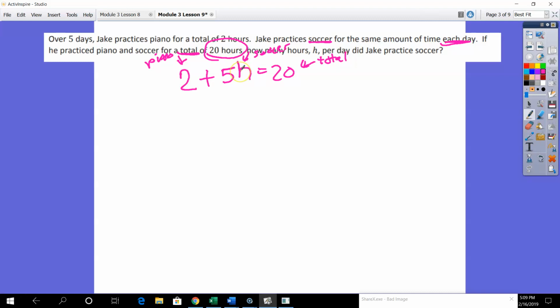Okay. So then we will solve that. First we're going to do the additive inverse of the constant. The additive inverse of positive 2 is negative 2, which leaves me with 5h is equal to 20, and a negative 2 gives me 18. They had different signs, so I subtracted them. And then we're going to multiply by the reciprocal.